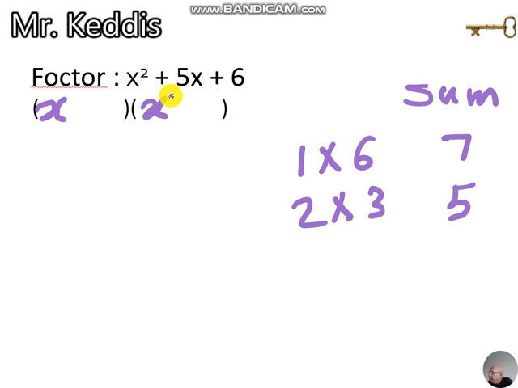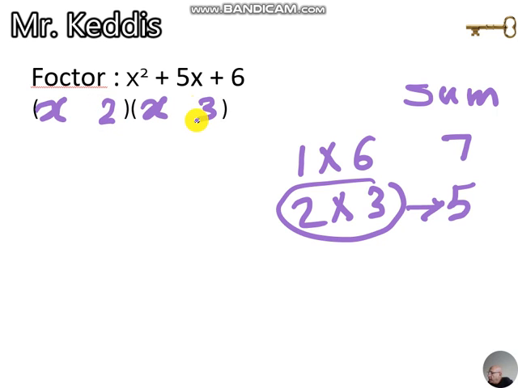Which two numbers give me 5? This is 2 and 3. When I add them, I get 5, meaning I'm going to choose 2 and 3 here. What are the signs here? Because the sign for the last term is positive, the two signs must be the same, both negative or both positive. Because the middle term is positive, these two signs are positive.